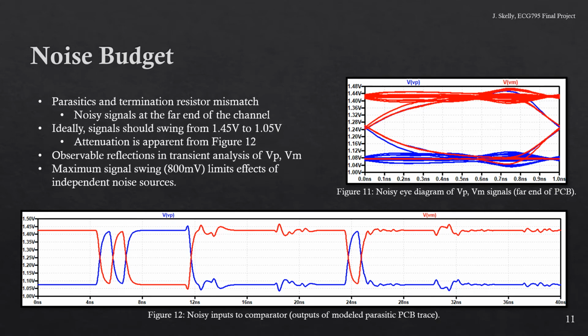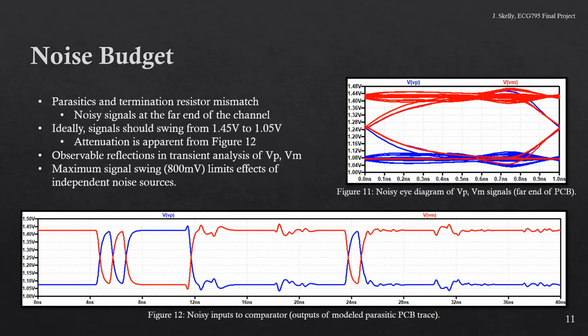Figure 11 shows the eye diagram at the input of the comparator. Figure 12 shows a transient analysis of the signals at the input of the comparator. These signals are quite noisy, and the effects of the modeled parasitics are observable. Reflections are apparent due to the mismatched termination resistor, which at worst is mismatched by 20%.